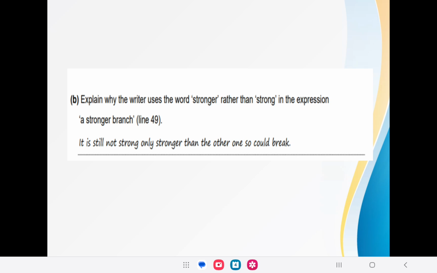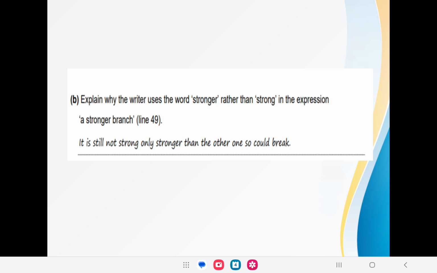All these questions that we see are dealing with different words, their one form or the other form, or mostly two similar kinds of words. Sometimes their meaning is also the same, but the writer chooses to use one word instead of the other. So why is the writer using the word stronger rather than strong? The answer is, it is still not strong, only stronger than the other one or the previous one, so it could break. So the writer is using the word stronger here. He's trying to give the impression that this is just stronger, the previous one was strong.